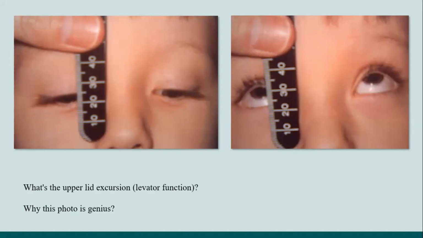Here I wrote this photo is genius. Why? As you can see here, the examiner is negating the action of the frontalis muscle and holding the ruler by thumb. He used one thing to do two mechanisms, holding the ruler and at the same time pressing on the eyebrow. And that's why I call this photo genius.